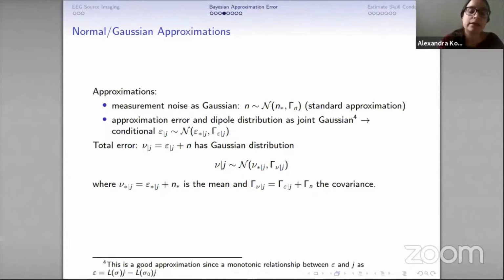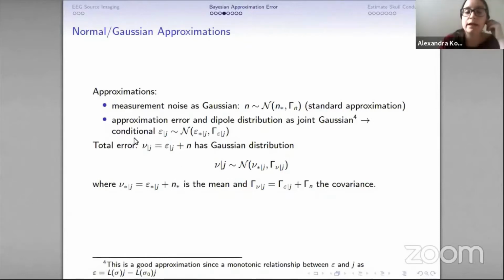I would say in this particular problem is a good approximation, because we see an almost linear relationship between the sources and the errors. Higher sources will result in higher error.